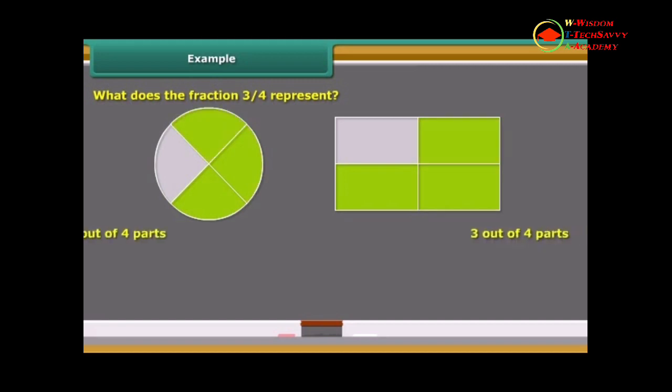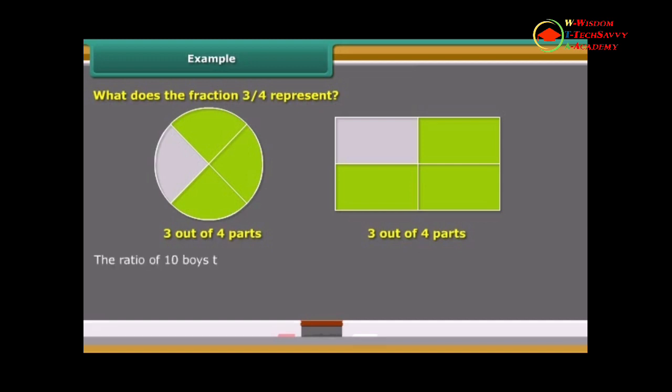What does the fraction 3/4 represent? It represents 3 out of 4 parts. The shaded part of each figure below represents 3/4 of the entire figure. The ratio of 10 boys to 20 girls in a class can be represented by fraction 2/3.